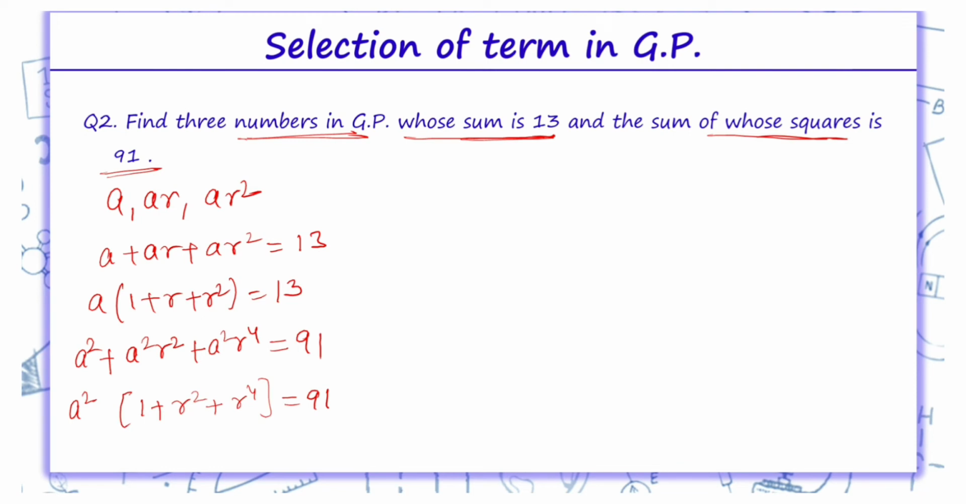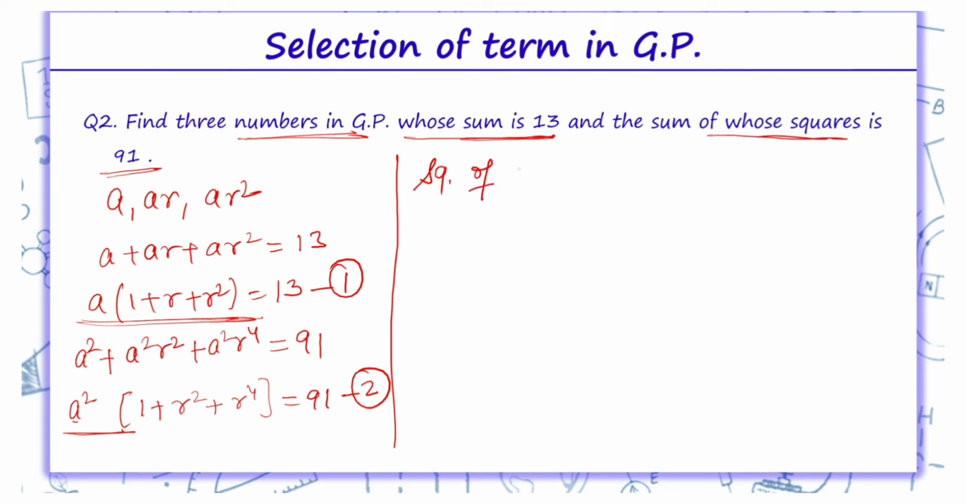So now what we'll do over here, we'll divide the first and the second equation. This is the first equation and this one is the second equation. Because over here it's A and over here it's A square, we'll first do squaring of equation 1 and then divide it by equation 2.